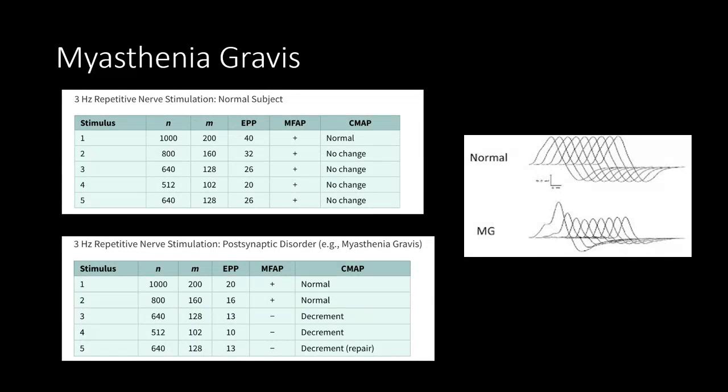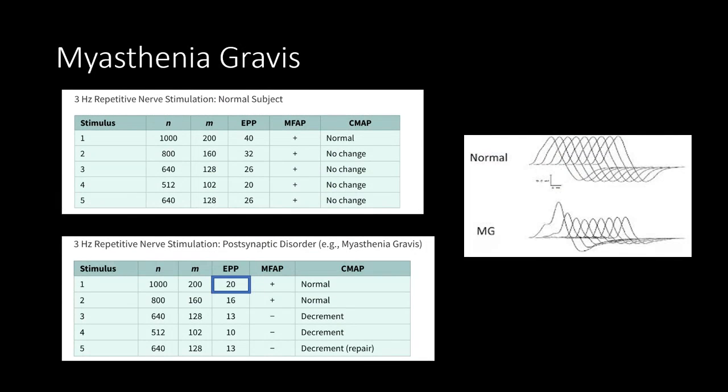Now, in a patient with myasthenia gravis, in that second box there, you still have 1,000 quanta of acetylcholine that are released with the first stimulation, but because of the abnormal acetylcholine receptors, the end plate potential is only 20 millivolts to start with.